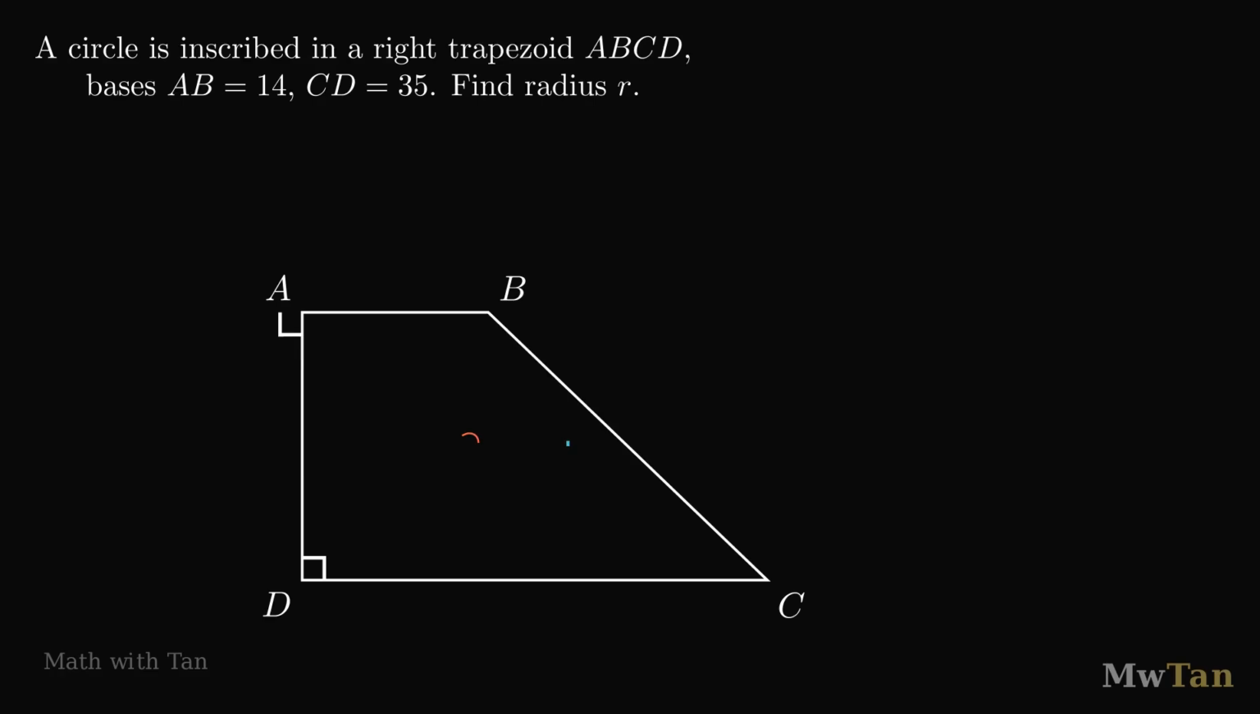A circle is inscribed in a right trapezoid ABCD with bases measuring 14 and 35. Let's find the exact radius r. First, look at the geometry. Notice the right angles at vertices A and D.